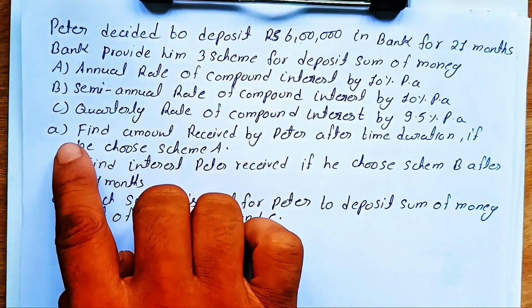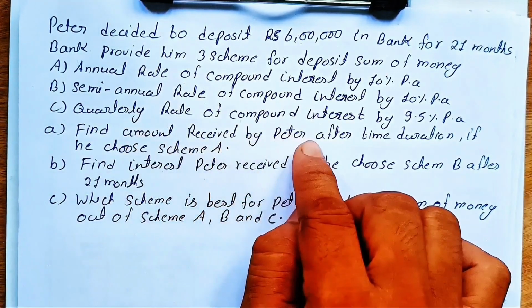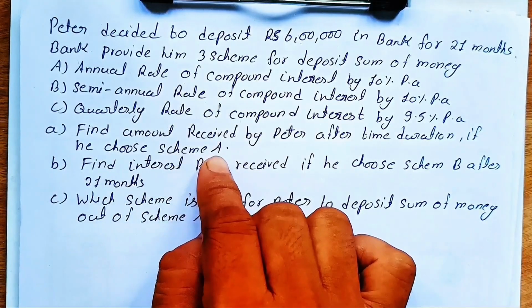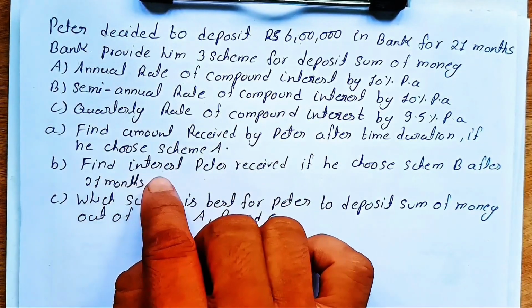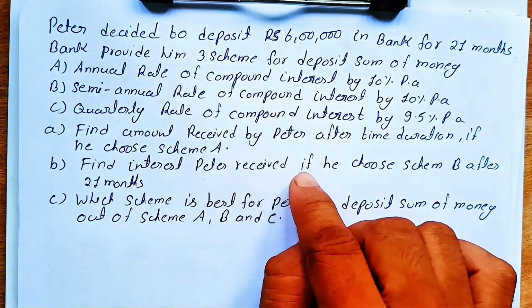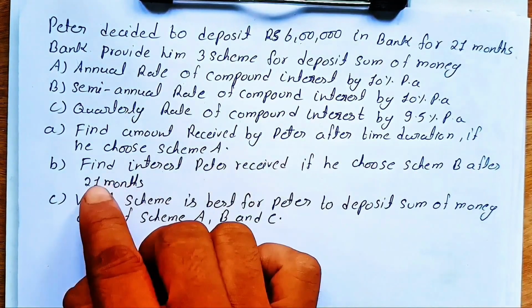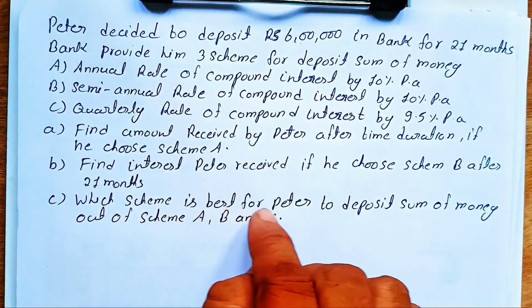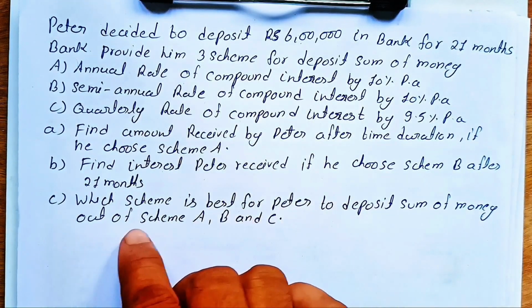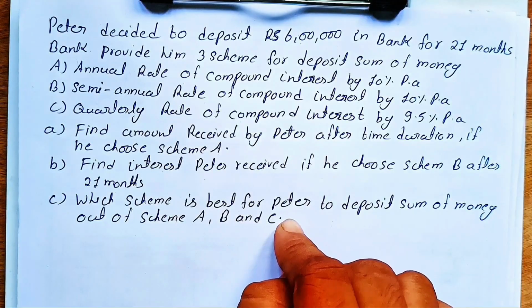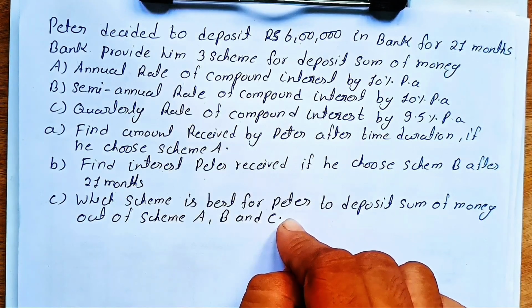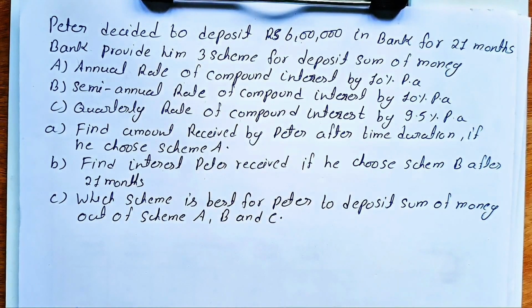And in section A, what do we have to find? The amount received by Peter after the time duration if he chooses scheme A. In B, find the interest Peter receives if he chooses scheme B after 21 months. And in C, which scheme is best for Peter to deposit the sum of money out of schemes A, B, C. So the question is very interesting, and I wish that you all like this question. So let's start our solution.